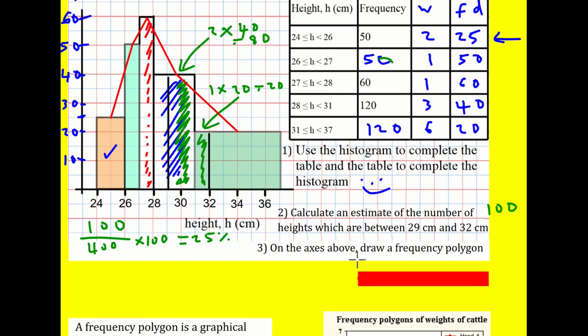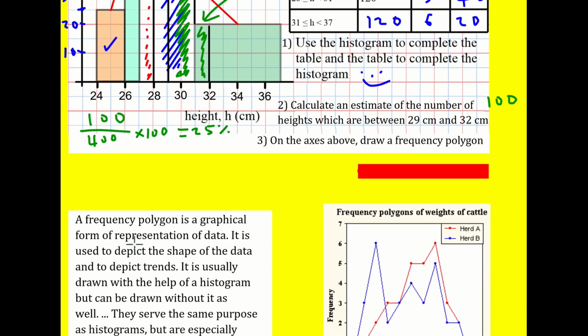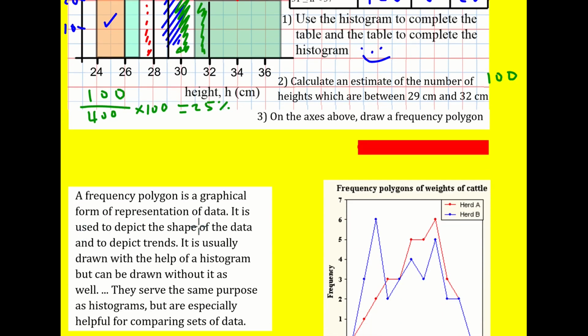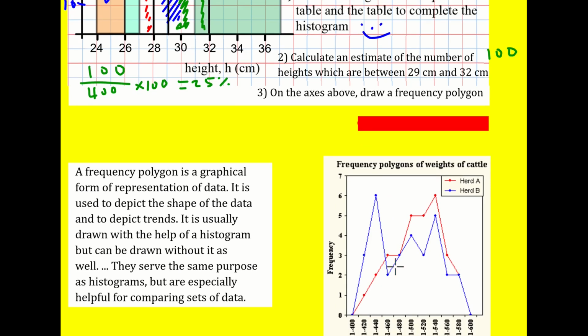And why do we care about frequency polygons? They're a graphical form of representation. Actually, you know what? I did copy and paste this, I've got to admit, because I don't think I'd phrase it quite the same. But it tells you about the shape of a graph, depicts trends, and it's easier to make comparisons. So when I've got two frequency polygons, it's a bit easier to compare these two than having two histograms on top of one another.